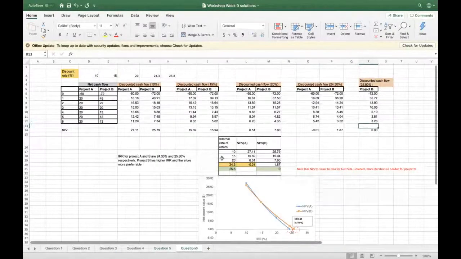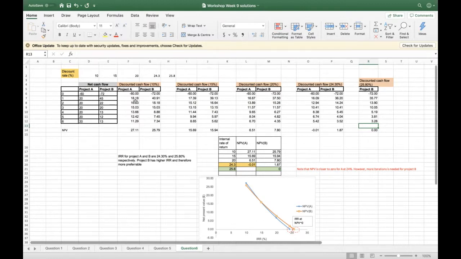So question number 6. What we have here in the question is our timeline, our cash flow for project A, and our cash flow for project B. Since we don't know what the discount rate is or what the IRR is, similar to what we have previously done, we are going to assume different discount rates and find where the net present value for each of these projects goes from positive to negative.